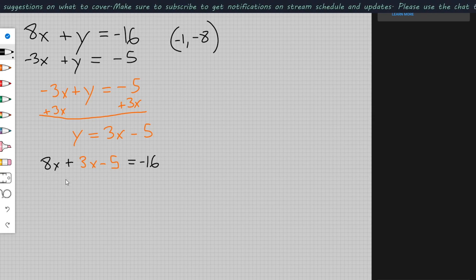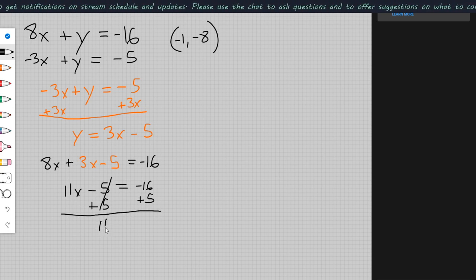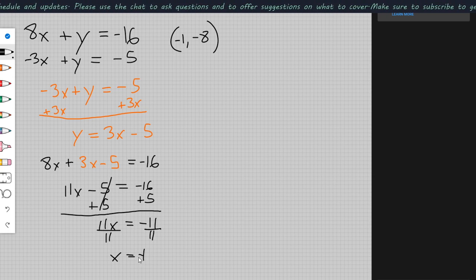So I'm going to combine my like terms. 8x plus 3x is going to be 11x minus 5 equals negative 16. Add the 5 to both sides. Cancel. So you get 11x equals negative 11. And we'll divide by 11 on both sides. So x equals negative 1. Does that match up? Yep. And I'm sorry that that negative 1 looks so awful, so I'm going to fix that real quick for y'all.